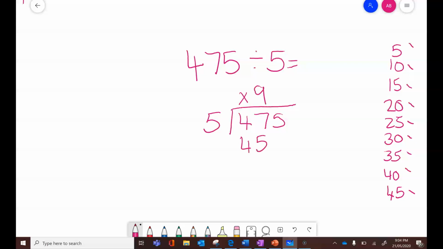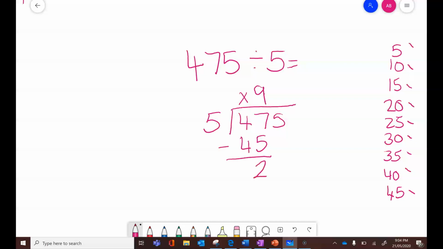So that's the multiply part. So I've done the dividing. Now I've multiplied these together to find out what was that answer. 45. And I'm going to take that away. So I've used up 45 by making those 9 groups. So 47 take 45 is 2.